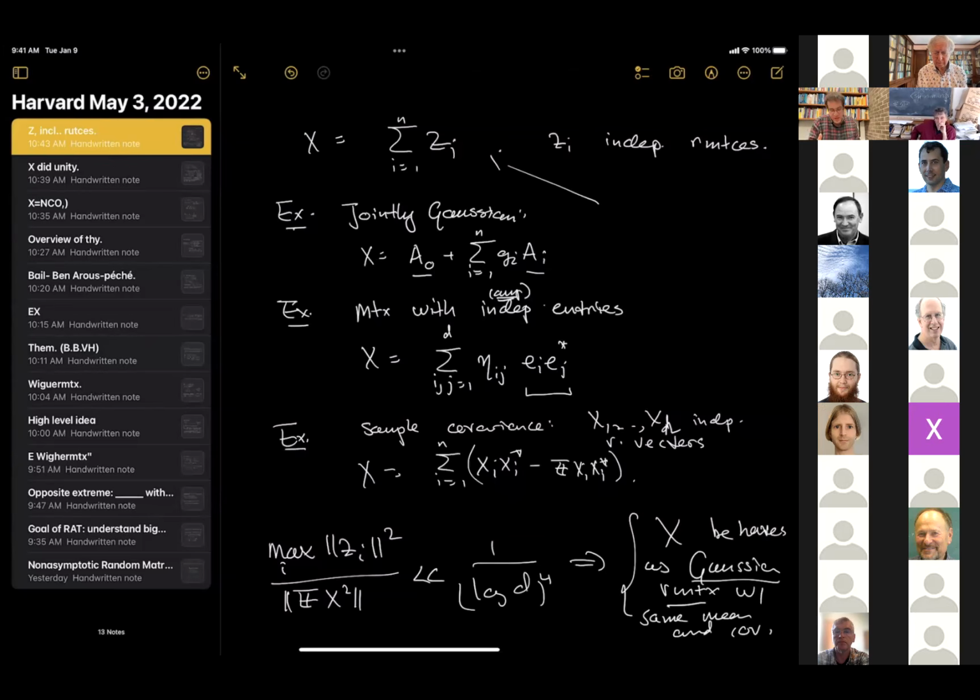And again, the magic here is that this condition only has a log d on this side. So this is like, if I take a sum of independent random matrices, here I take the maximal size of the summands, and here this is like the sum of the squares. So as long as each of these summands is of logarithmically smaller size than the full sum, then already under such a mild assumption, the non-Gaussian matrix X behaves like a Gaussian random matrix with the same mean and covariance. And then we can apply the theory I showed you before to the Gaussian random matrix.